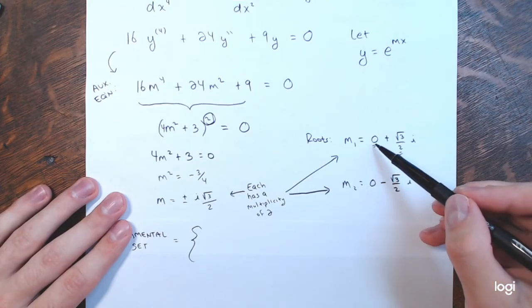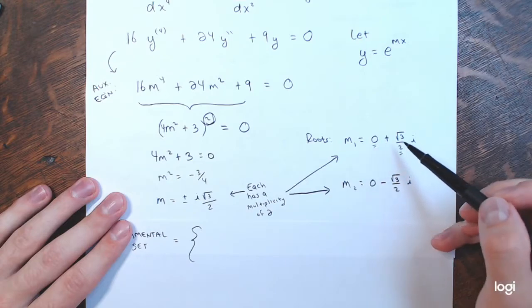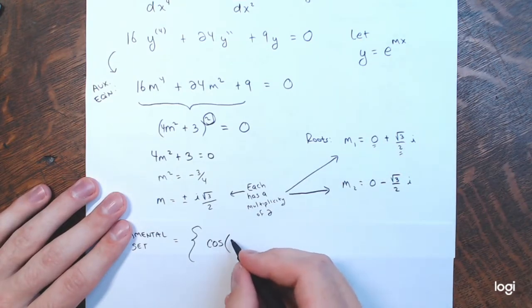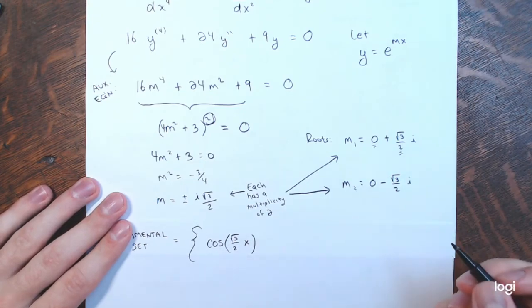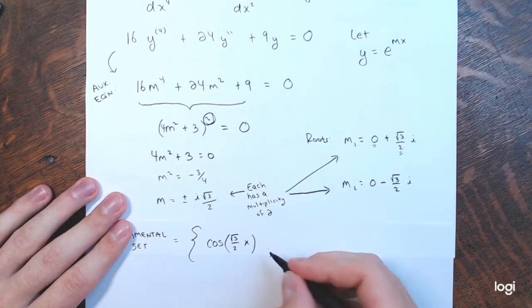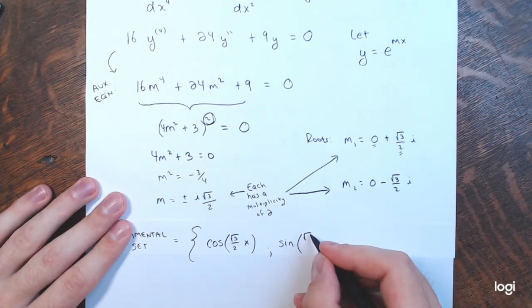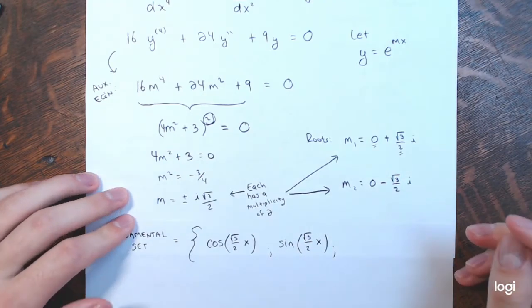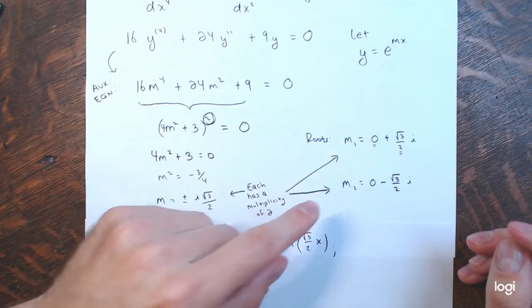Now, you have e to the 0x, which would just be 1, right? So no need for that. And then one of these solutions will be the cosine of the square root of 3 over 2 times x, the cosine of bx. And the other one coming from this would be the sine of the square root of 3 over 2 times x. Now again, the multiplicity of each of these is 2.